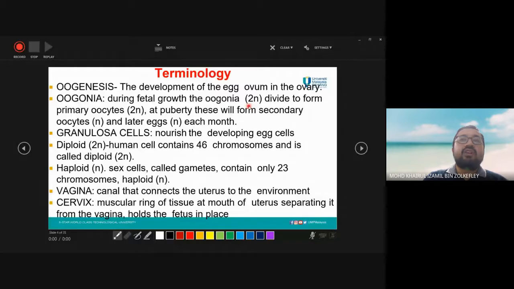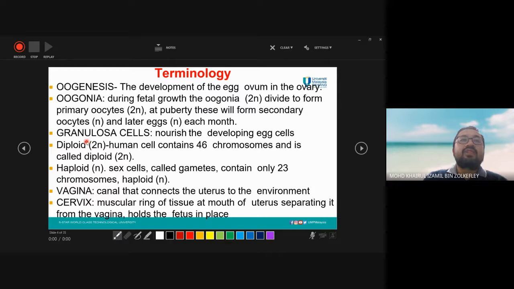The oogonia are 2N, maknanya dia punya kromosom dia adalah 46, divide to form primary oocyte, mitosis lah. Primary oocyte still 46. At puberty, this will form secondary oocyte. Bila secondary oocyte, dia dah jadi haploid, maknanya dia dah jadi 23 kromosom, campur dengan another 23 kromosom daripada sperm, baru dia akan jadi 46 lah, lengkap untuk satu normal human life lah, and later each month.